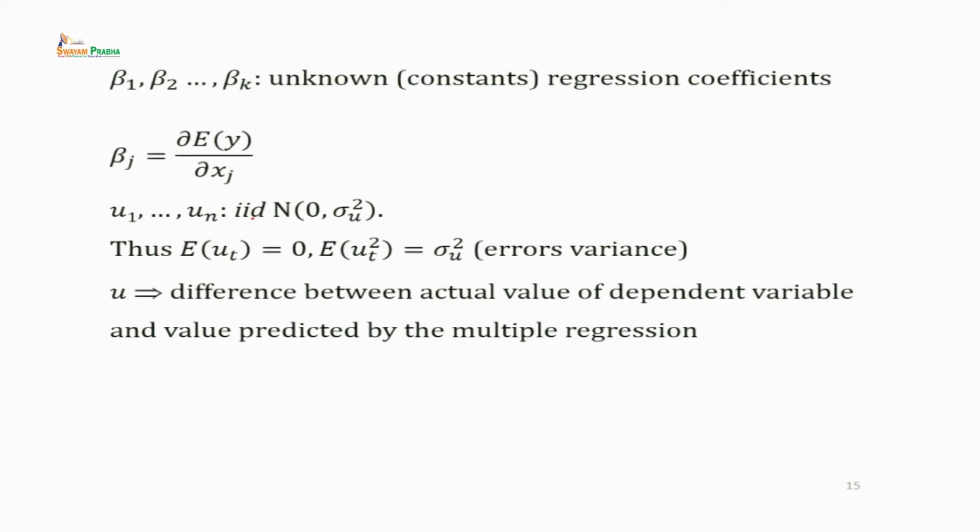Then u1, u2, ..., un are IID random variables having mean 0 and variance sigma square u. Sometimes we also require the assumption that these errors follow normal distribution. Then expectation of u t is 0, variance is sigma square u. And again in multiple regression also you use the difference between actual value of dependent variable and the value predicted by the multiple regression. Just like the simple linear regression, here also you have the same interpretation.